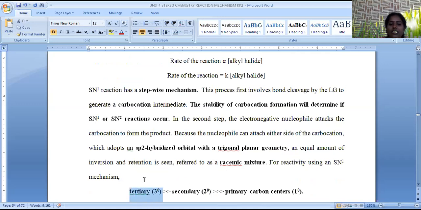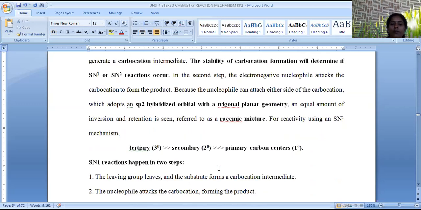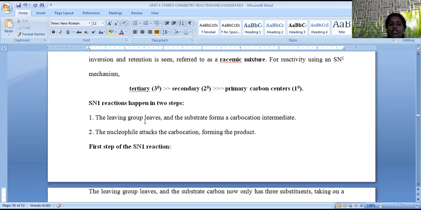Tertiary carbocation stability is extremely high compared to secondary and primary. Primary carbocation stability is extremely low. That's the reason why the reactivity order of alkyl halides towards SN1 increases from primary to secondary to tertiary. The SN1 reaction is carried out in two steps. In step 1, what happens? Formation of the carbocation intermediate. In step 2, attack of the nucleophile and final product formation.